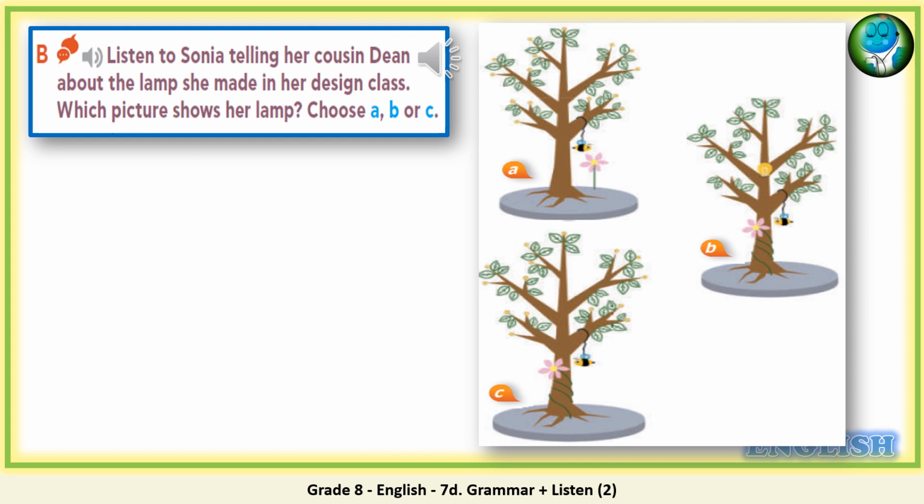Now, listen and choose the correct tree. 5. B. Listen to Sonia telling her cousin Dean about the lamp she made in her design class. Which picture shows her lamp? Choose A, B or C.